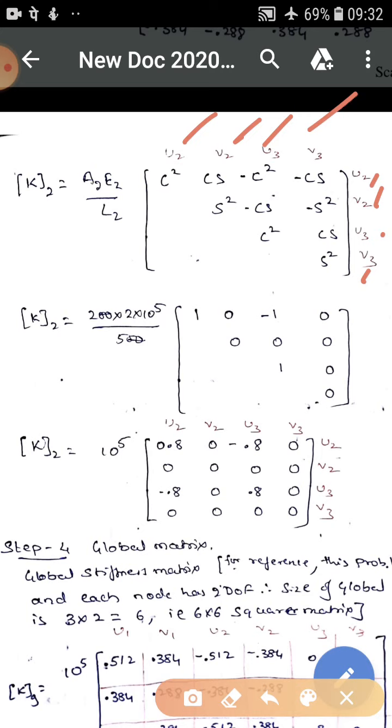Next, simplify and substitute the values of all these C square, CS and S square values. Area is 200, Young's modulus is 2 into 10 raised to 5, and length is 500. Substitute in this matrix, and again the product 200 into 2 divided by 500 comes out to be 0.8. Multiply that into this final stiffness matrix, with 10 raised to 5 kept common. Substituting the rest of the values inside, you get 0.8, 0, minus 0.8, 0, 0, 0, minus 0.8, 0, 0.8, and the last row is all zeros.